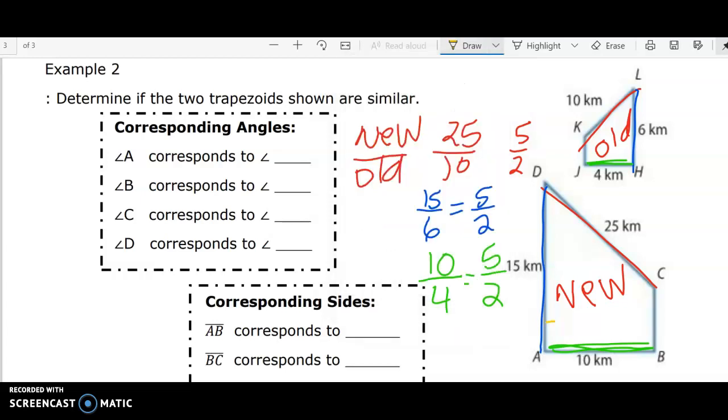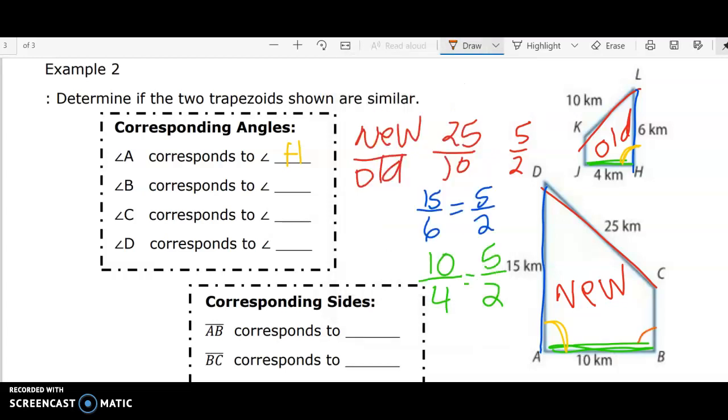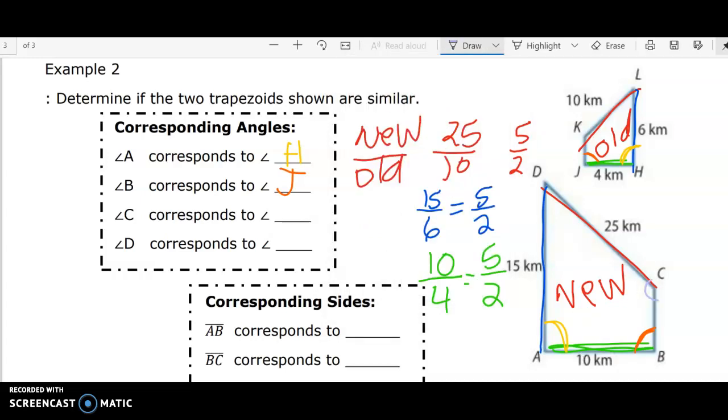So angle A is between blue and green, and so between angle A, between blue and green, and the other one is angle H. B is between green and nothing, and so between green and nothing is J. Angle C is red and nothing is K. Angle D is between, let's change color so we can do, between red and blue is yellow.